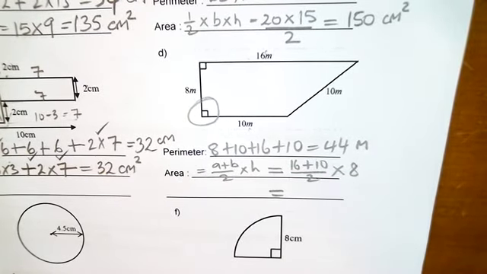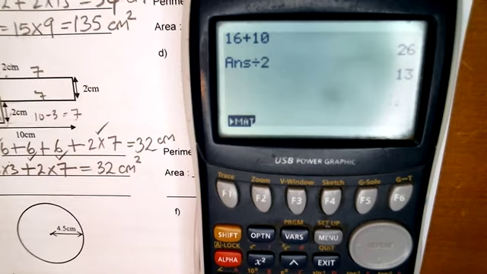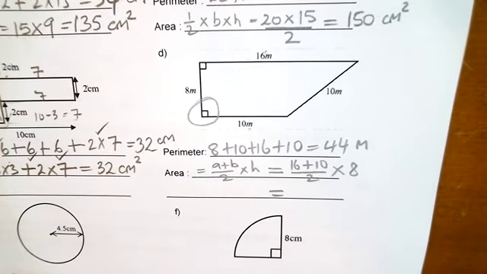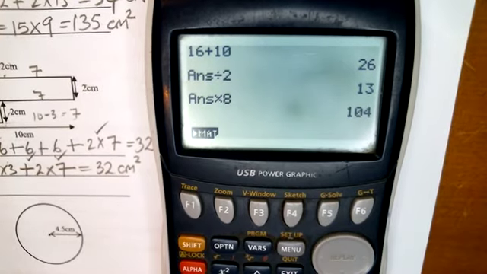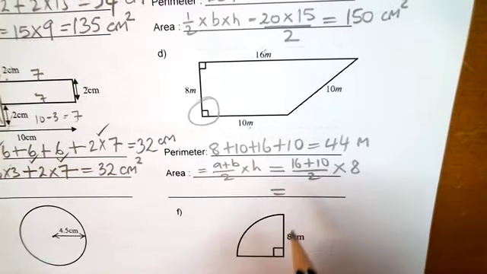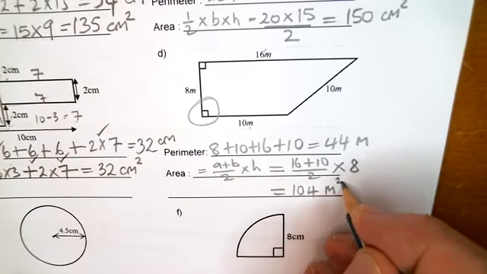We've got 16 plus 10. We're going to divide that by 2, which is 13. And we're going to multiply the 13 by 8. So that's going to be 104, and it's going to be square meters. Nice.